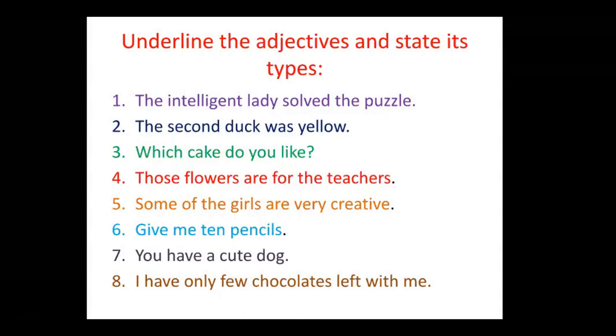Adjectives of quality tell us about the quality. Adjectives of quantity tell us about the quantity. Adjectives of numbers tell us about exact numbers. For interrogative adjectives, WH type question words are used. And for demonstrative adjectives, this, that, those, and these are used. I hope you understood the adjectives and its types.